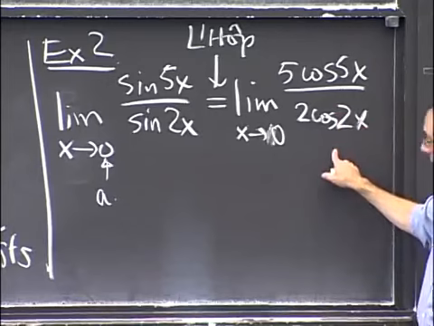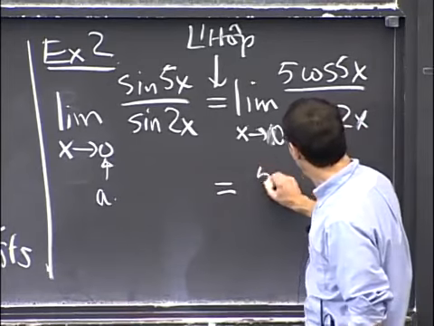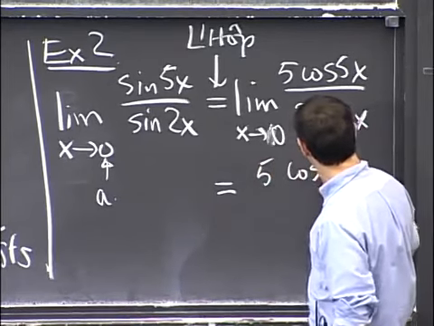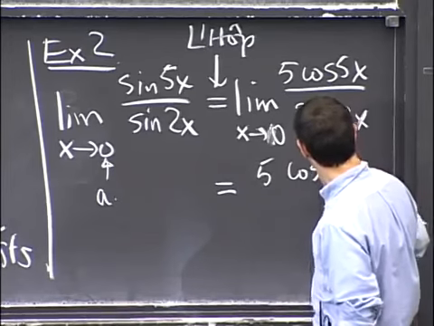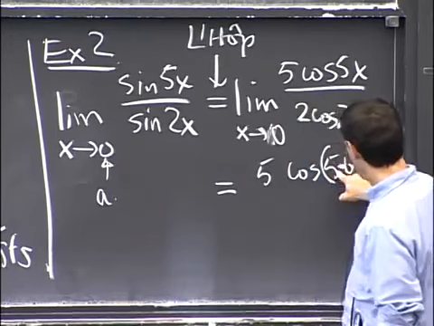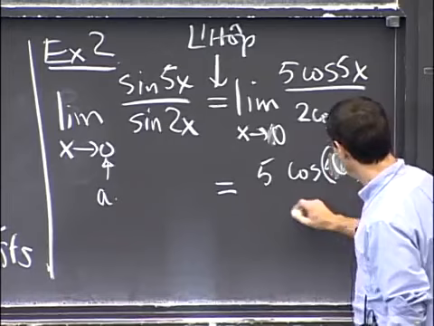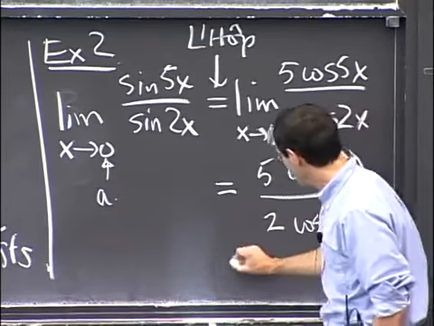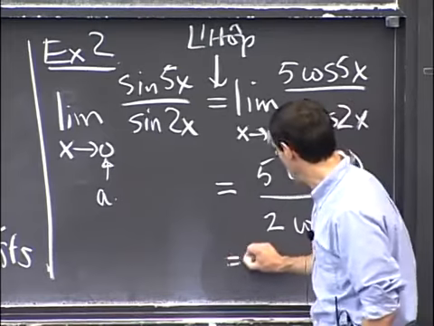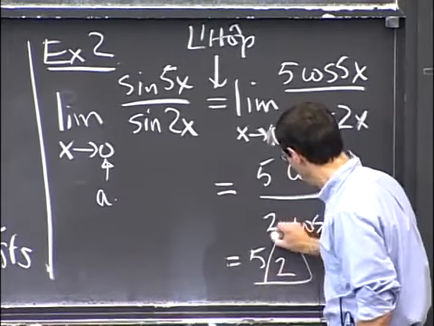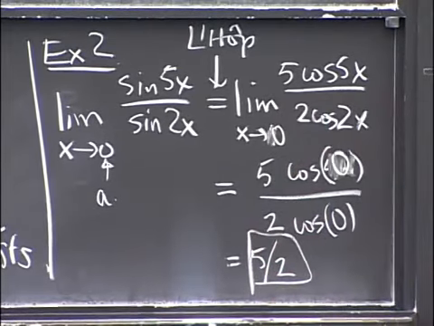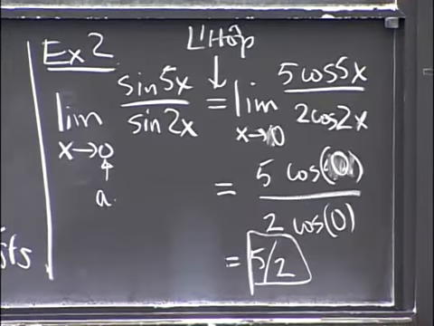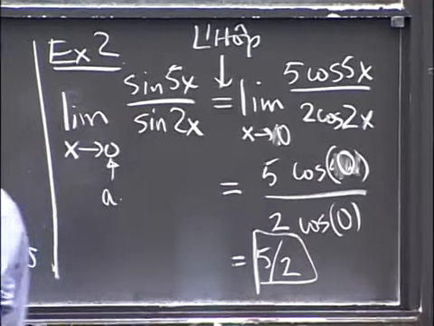Cosine of 0 is 1, right? This is equal to 5 times the cosine of 5 times 0. And that's a multiplication sign there. Maybe I should just write this as 0, divided by twice the cosine of 0. But you know that that's 5/2. All right, so this is how L'Hopital's method works. It's pretty painless.